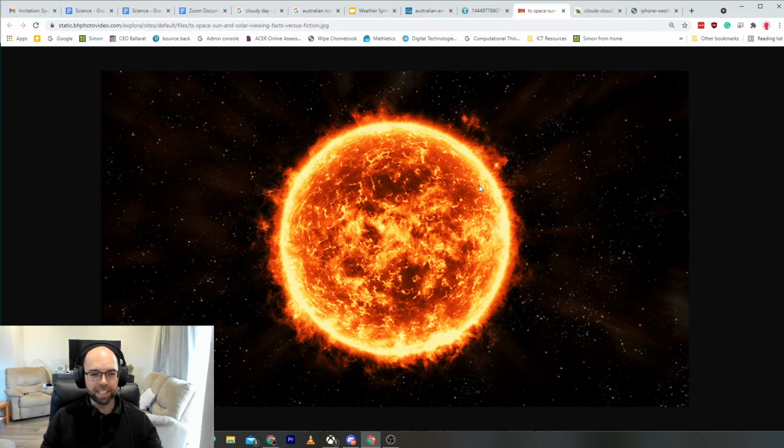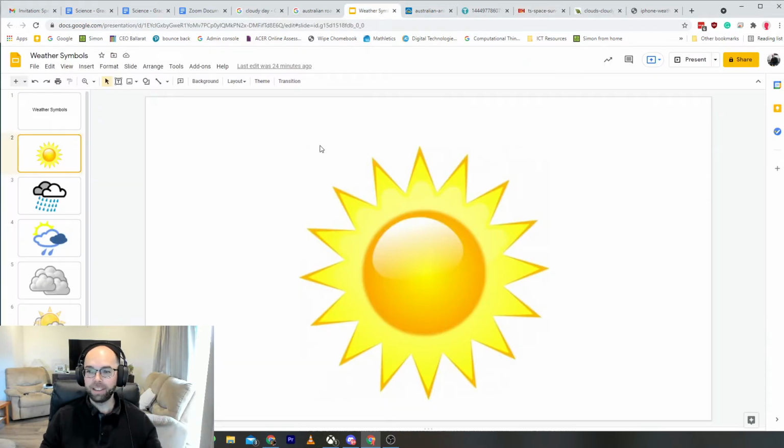Now, it's important we don't actually go outside and look at the sun, so, that can hurt our eyes, actually. But we don't need to take a photo and show a really complicated sun like this. We can just have an easy sun like this. And that's our symbol for a sunny day.